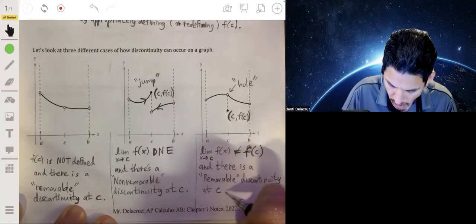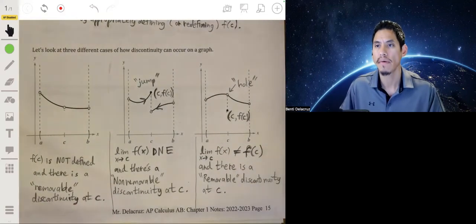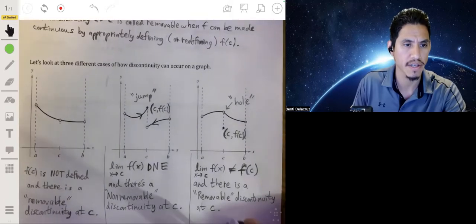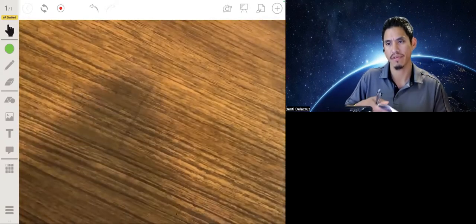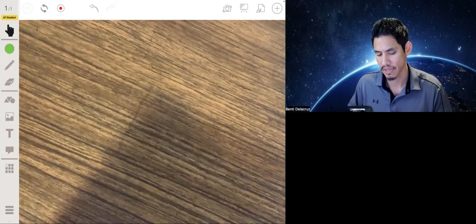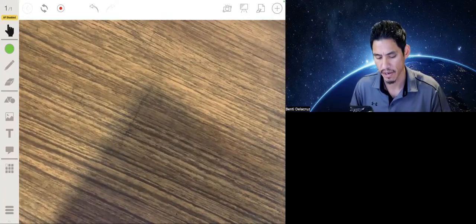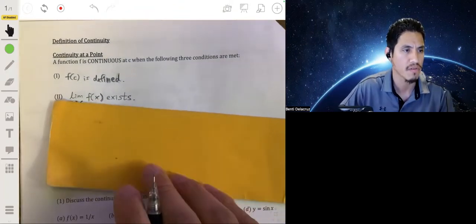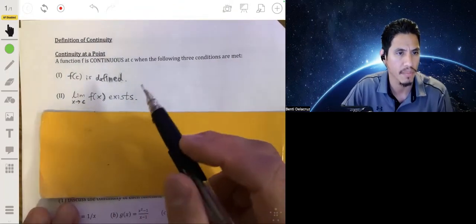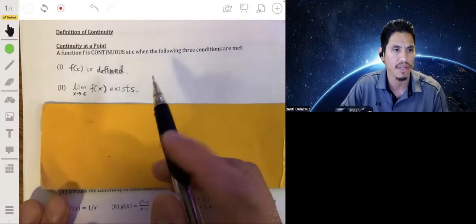at c. Okay, so let's continue with some more concepts of what it means for a function to be continuous. So let's look at a formal definition of continuity. For a function to be continuous at a point c, it has to have these three conditions met.